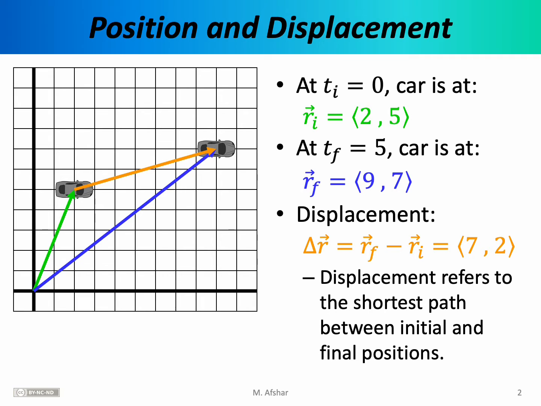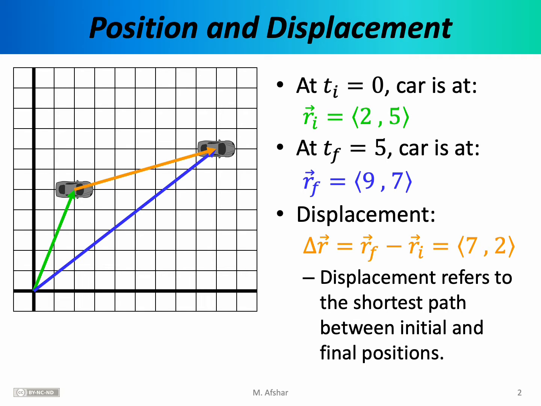At this point, we should know how to subtract vectors from one another. Remember that when we're subtracting vectors, we do component-wise subtraction. So R final minus R initial is really 9 minus 2, which gives us 7. And then we have to subtract 7 and 5, which gives us 2 over here. So 7, 2 is the displacement vector representing the motion of this object.